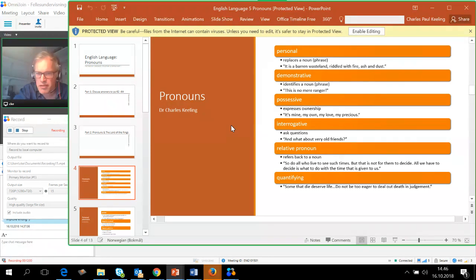Relative pronouns, this must be Gandalf as well. Showed all who live to see such times. But that is not for them to decide. All we have to decide is what to do with the time that is given to us.